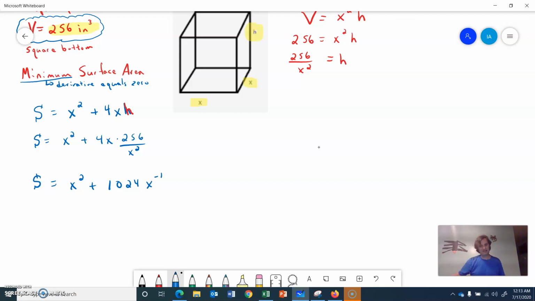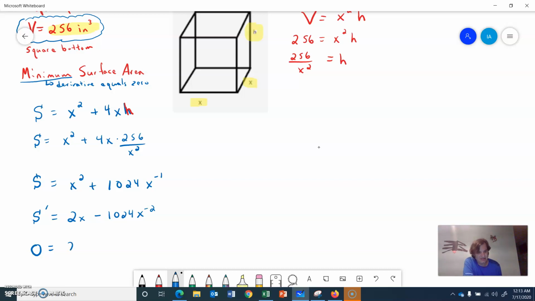I prefer negative exponents when taking derivatives to denominators. So let's go ahead. Take our derivative, s prime, for our change in surface area, will be 2x, using the power rule here, minus 1024 times x to the negative 2. And I'm going to do two things here. I'm going to set that equal to 0, and I'm going to rearrange it a little bit.